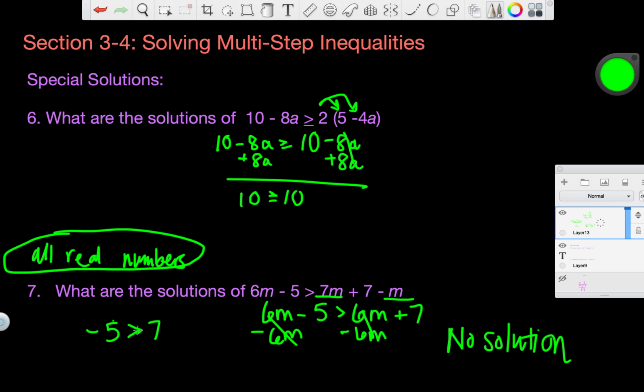If by chance this number was larger than 7, it would be all real numbers would be your solution. But since this is not true, it's no solution. Okay? So this will take practice. We will go over it in class. Please write down questions that you have again, and I'll see you guys soon.